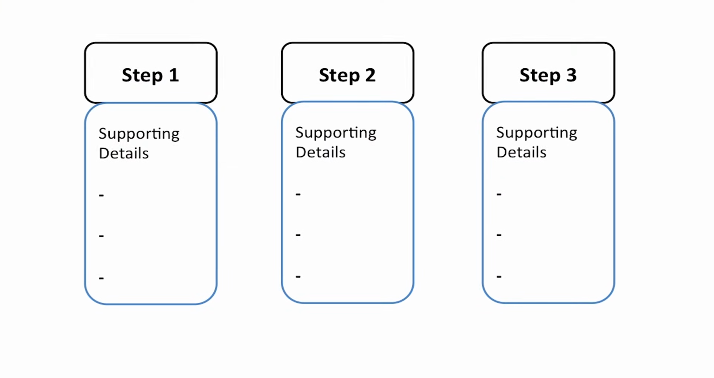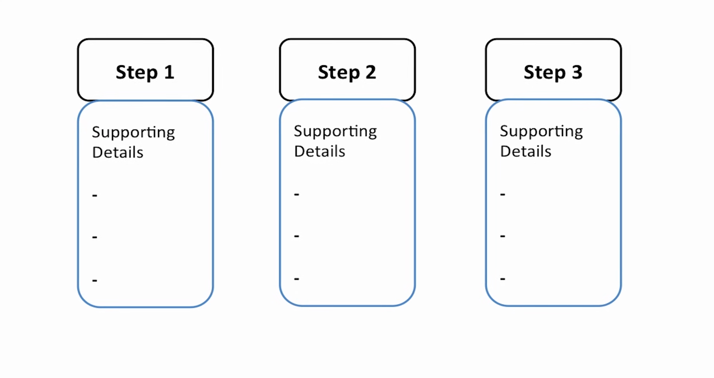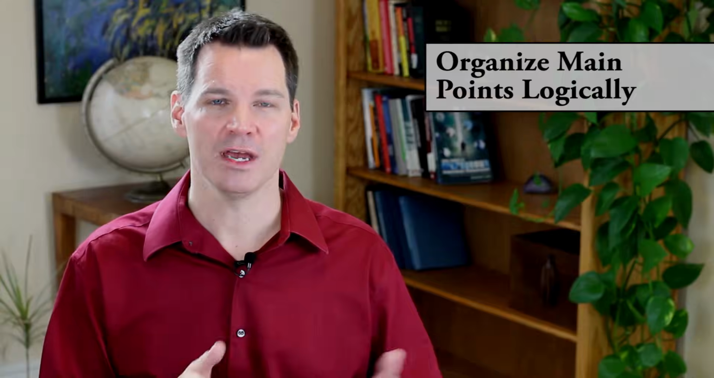Another way to do it is chronological. Sometimes people call it sequential, where you have first step, second step, third step. Let's say you're teaching somebody how to do something and there are a few steps to it. That's just chronological. You start at the beginning, in the middle, and then the end. You might have spatial.